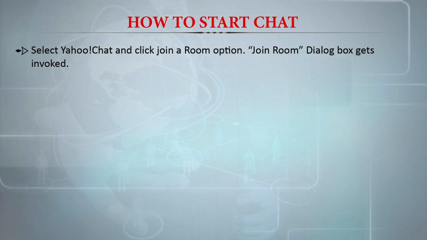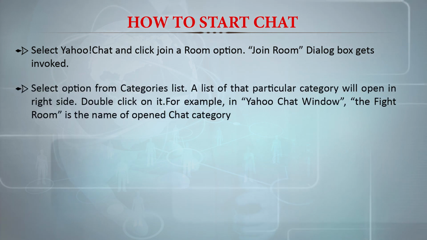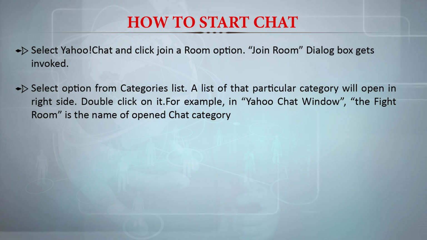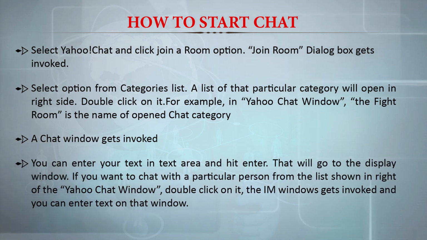The join room dialog box gets invoked, and then we have to select an option from the categories list. A list of that particular category will open on the right side. Double click on it, and for example, let me say in the Yahoo chat window, there is something called the fight room. It is the name of an opened chat category. Similarly, there will be different chat categories and we can select any one of them. Once we do that, a chat window gets invoked. Then we can enter the text in the text area and click on enter.